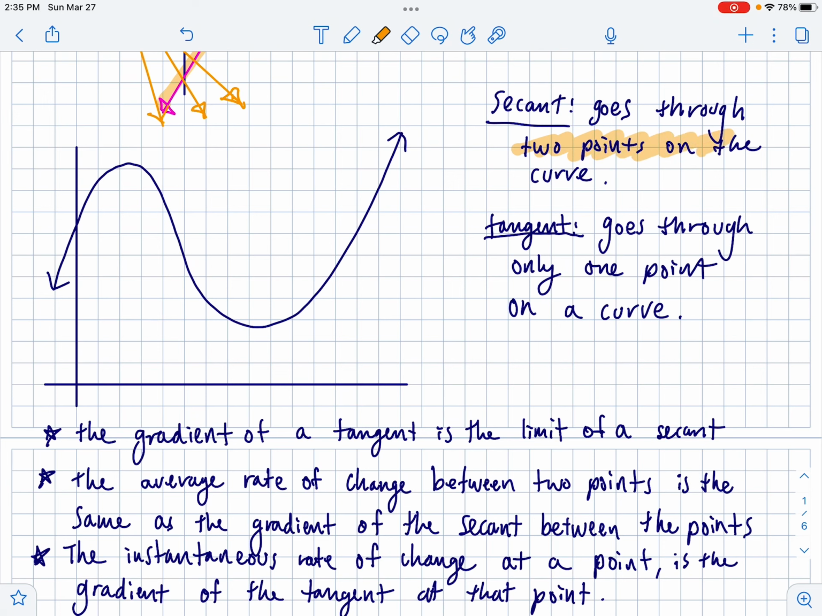Now, the tangent only goes through the one point on the curve. If I go through two points or multiple on a curve, that's called a secant. So I'm going to draw a secant in here for you. Let me see what's the most optimal way to do this. Let's get it going through right there. Okay, see how this touches the curve in two separate places? So this is a secant line.